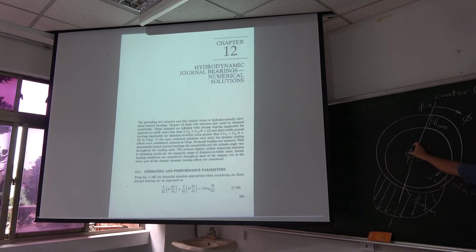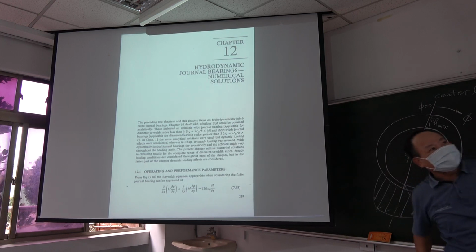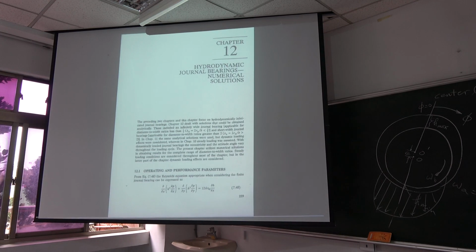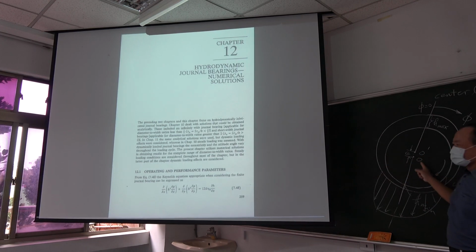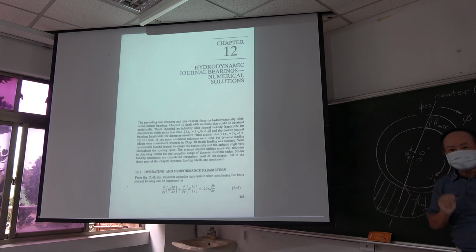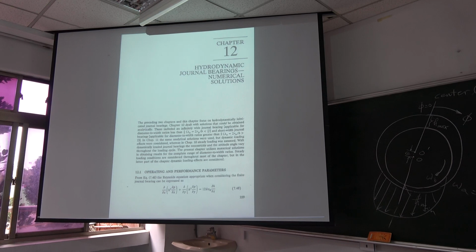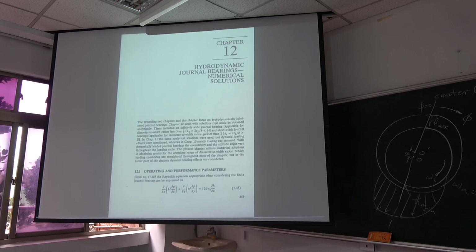When the journal rotates inside of the sleeve, they have an eccentricity. 有一个偏心量。This eccentricity for any rotating body, you will find the shaft center and the sleeve center have a distance. This distance we call the eccentricity, 偏心量. And then we have a clearance called the C. All right, clearance. This clearance is very, very important.